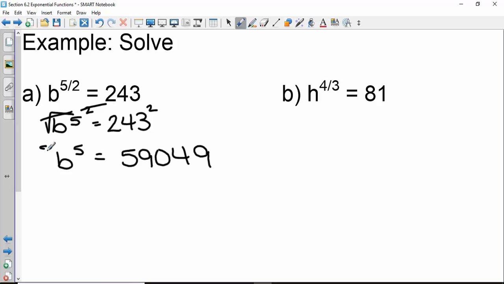Do we need a plus or minus or not? No. You do if this number is even. So if it's a square root, a 4th root, a 6th root, you need plus and minus. If it's odd, you do not. So the 5th root of that number is what?